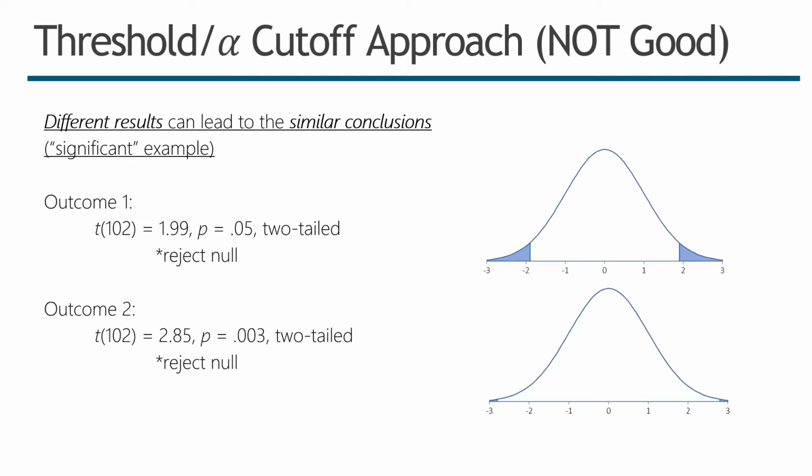The same problem occurs when you consider two results that were both significant. In outcome 1, the p-value is 0.05, again suggesting you reject the null. In outcome 2, the p-value is 0.003, much smaller. You would also reject the null here. However, both of these p-values are not similar in terms of the strength of the evidence they provide against the null. Outcome 2 provides much stronger evidence against the null than does outcome 1.